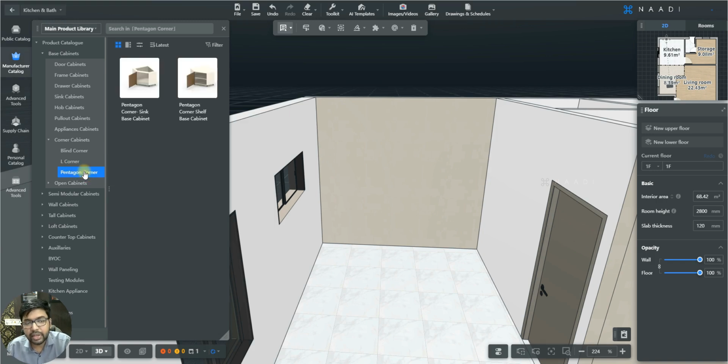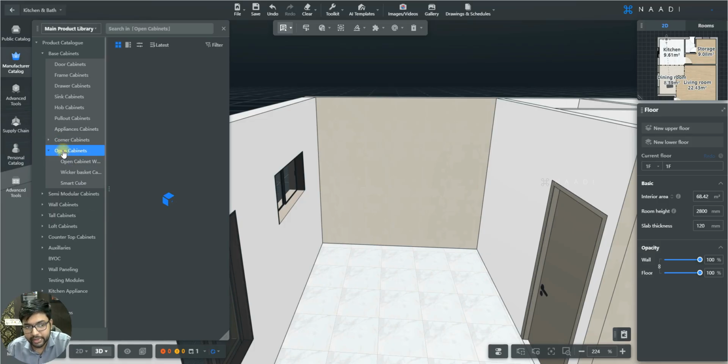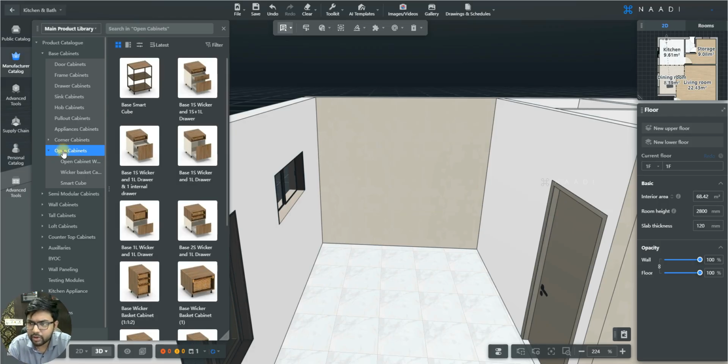Then comes your third category of corner cabinet, which is your pentagon base cabinets, for your shelf and for your sink. So all this forms your corner base cabinets. And then comes another subcategory of base cabinet, which is your open cabinets. See, all the cabinets which we looked at now are enclosed cabinets, right?